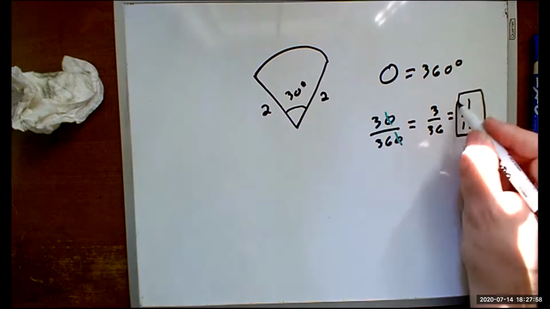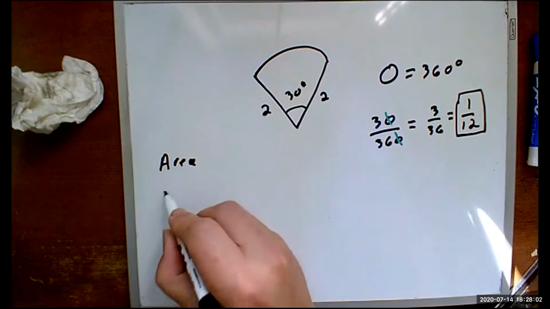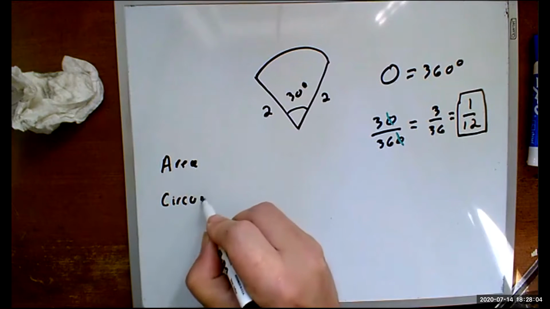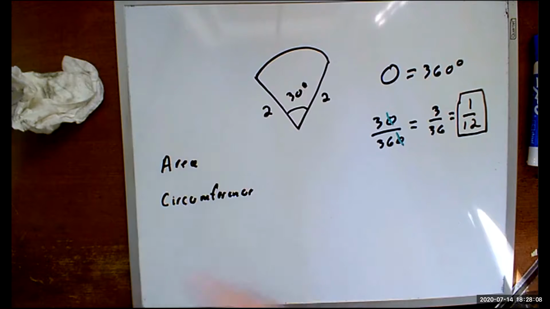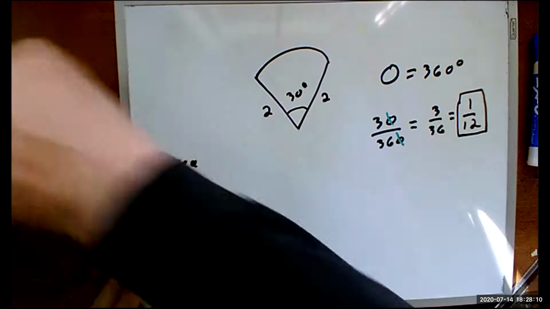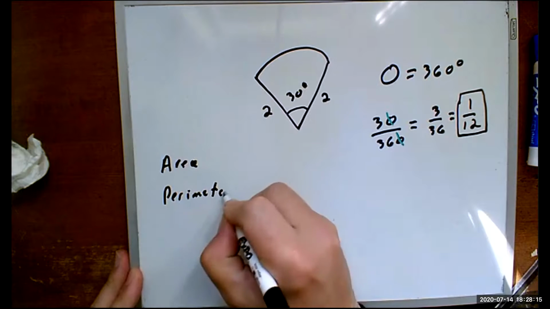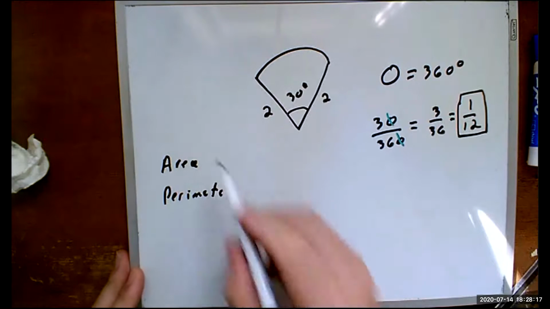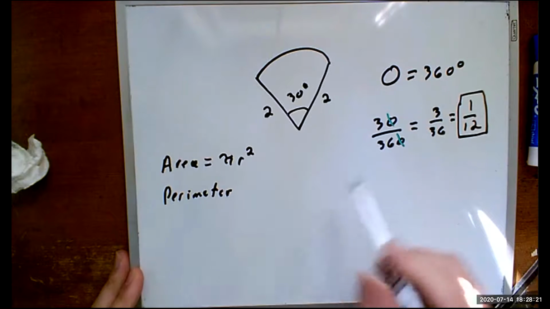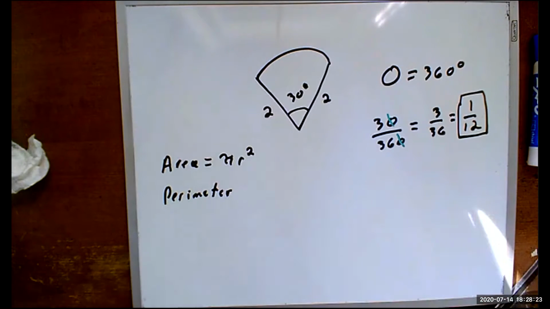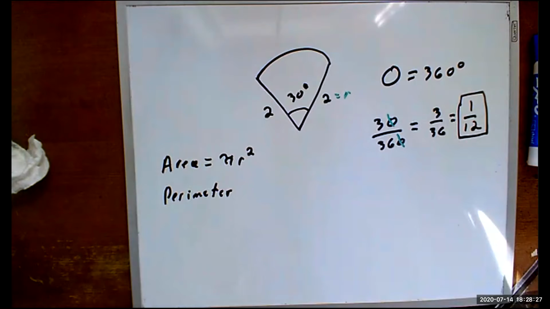That is going to be very important to us. We're being asked for both the area and the circumference. Sorry, not the circumference, the perimeter. But it's going to involve the circumference. Area of a circle, as we just saw from the previous question, is going to be pi r squared. In this case, our r is equal to 2.